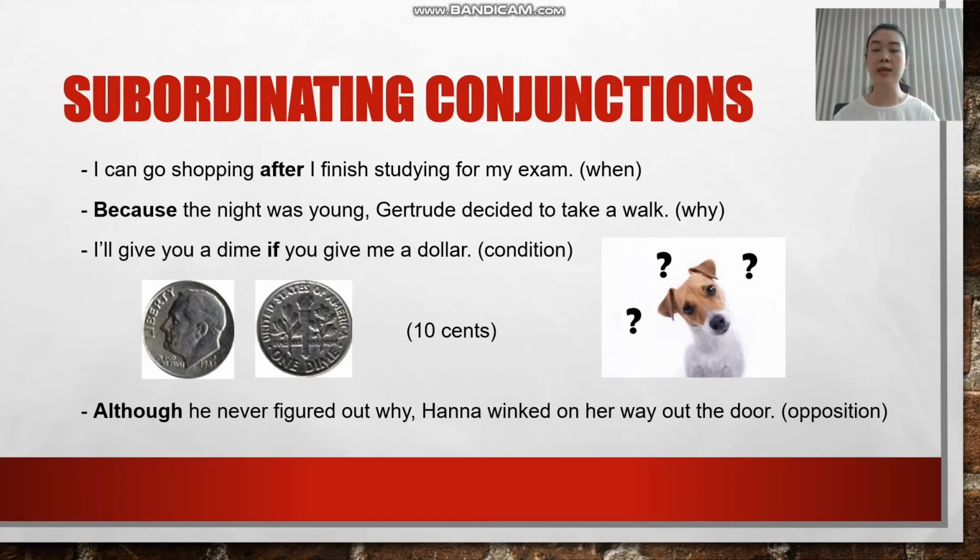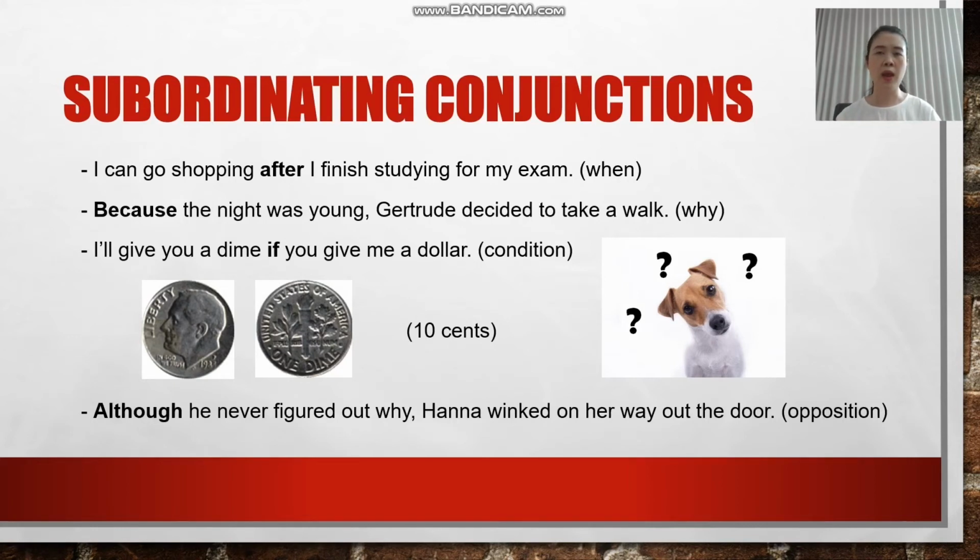Whoa. Okay. So because the night was young is a dependent clause, right? And Gertrude decided to take a walk, you can see that you can understand it completely. That is an independent clause. I'll give you a dime if you give me $1. Some kind of condition. I'll give you a dime is an independent clause. And if you give me $1 is a subordinating clause, or I can say that it is a dependent clause.